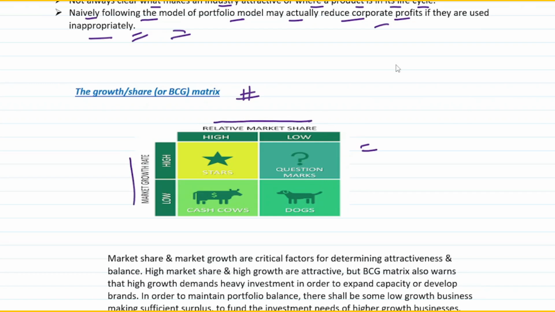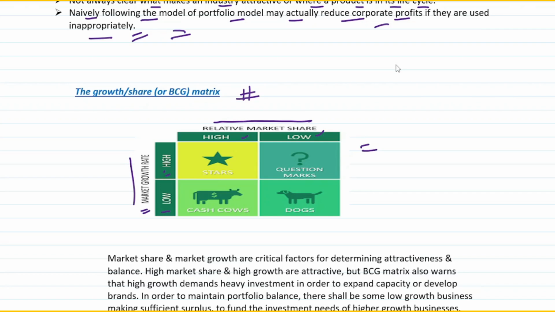So these two things you need to remember, right? On the left side you have what is called the market growth rate, and the right one talks about the relative market share. Market growth can be low or high, and relative market share, again, can be low or high. So first you have high and low on the left side, then you have high and low on the right side. Now you have four components in this.